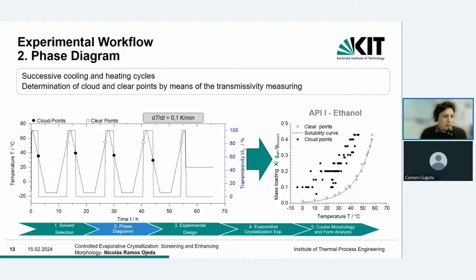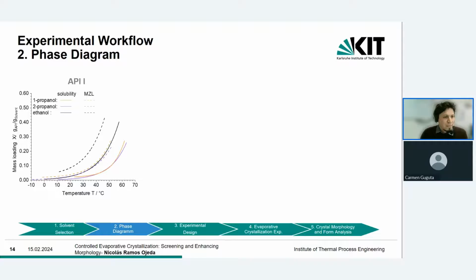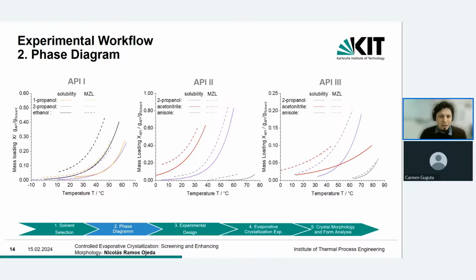On the other hand, when you plot all the cloud points, they follow, of course, a stochastic behavior. And just by linking the minimum undercooling temperatures, you can get an approximated metastable zone limit. So we efficiently construct accurate phase diagrams for each API in each targeted solvent. And in this way, we can now design the experiments or the crystallization routes that we are going to test in each pair of API and solvent.